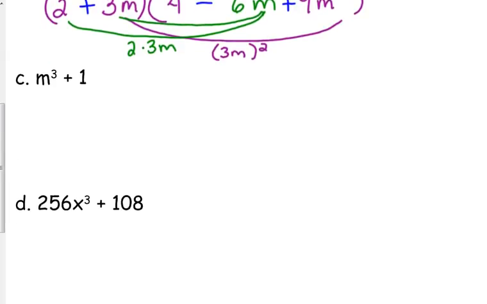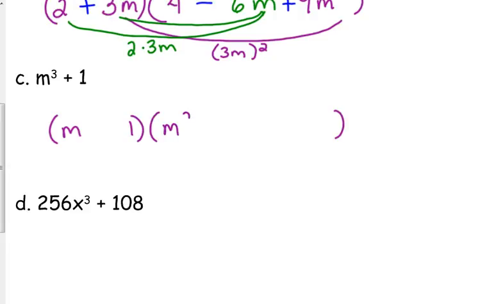Okay, now C is one that people tend to overlook because they're like m cubed plus 1. We tend to forget that 1 is a perfect everything. It's a perfect square, it's a perfect cube, it's a perfect fourth. 1 to any power is still 1. So this is the sum of perfect cubes. Okay, we've got m and we've got 1.